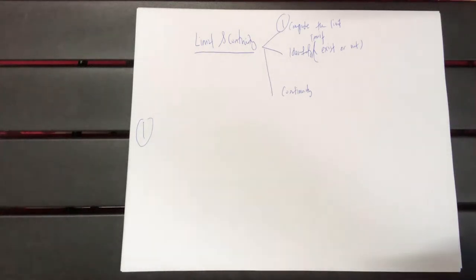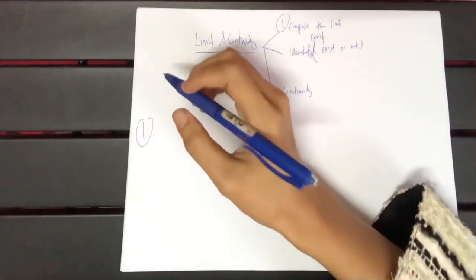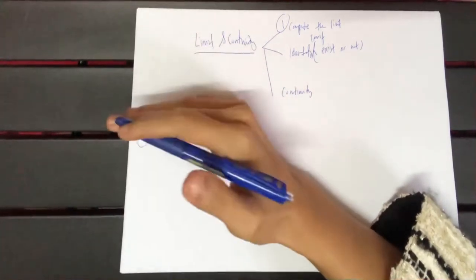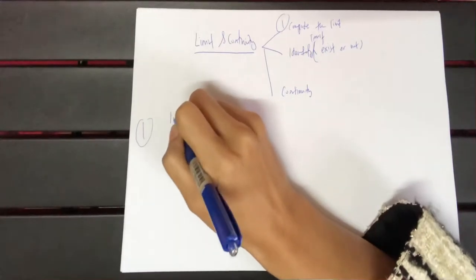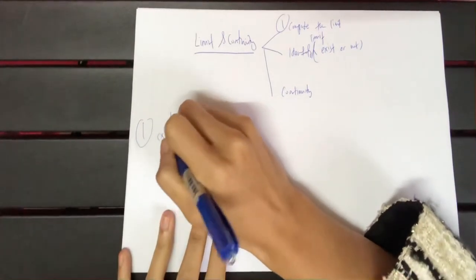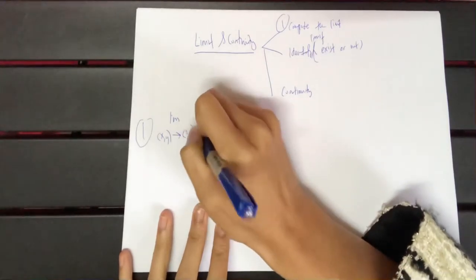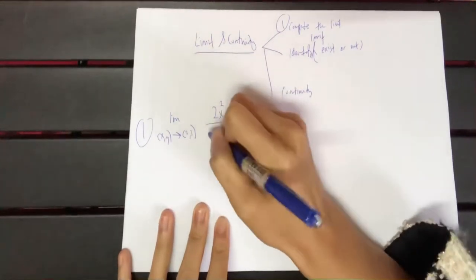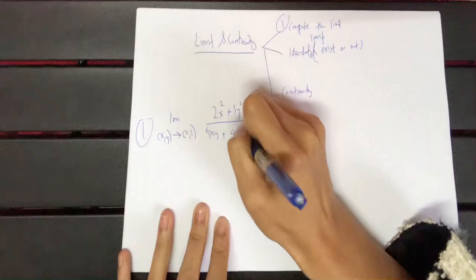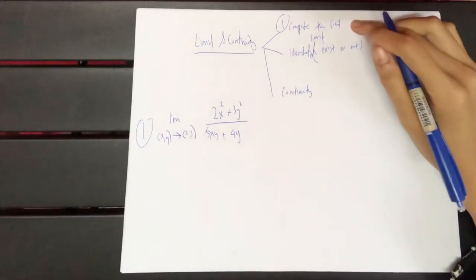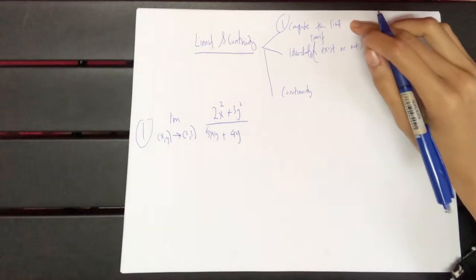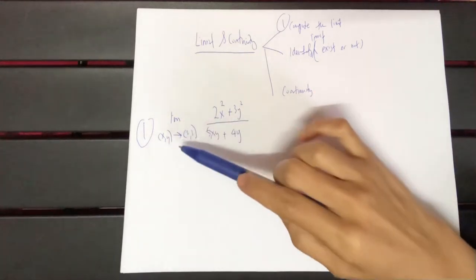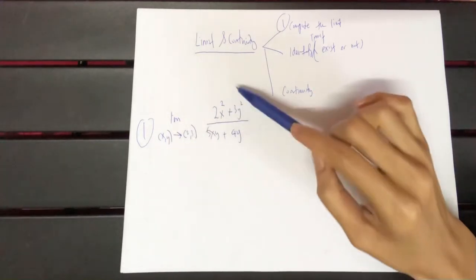Alright, so number 1 is compute. Compute means you calculate. So let's say I give you an example: the limit as (x, y) approaches (2, 3) of the function (2x² + 3y²) over (5xy + 4y). We do it for the first subtopic, which is compute the limit. So here is the example.